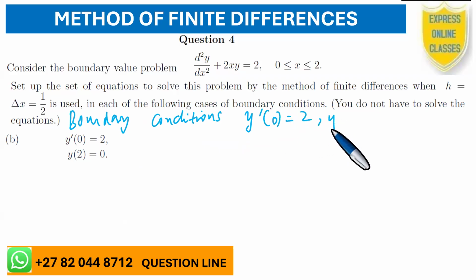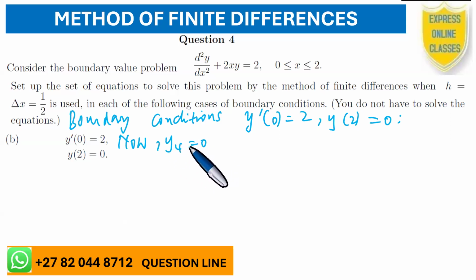So y4 is 0, because the last one is 0. But y0, what about y0 like before? Y0 is not known in this case.